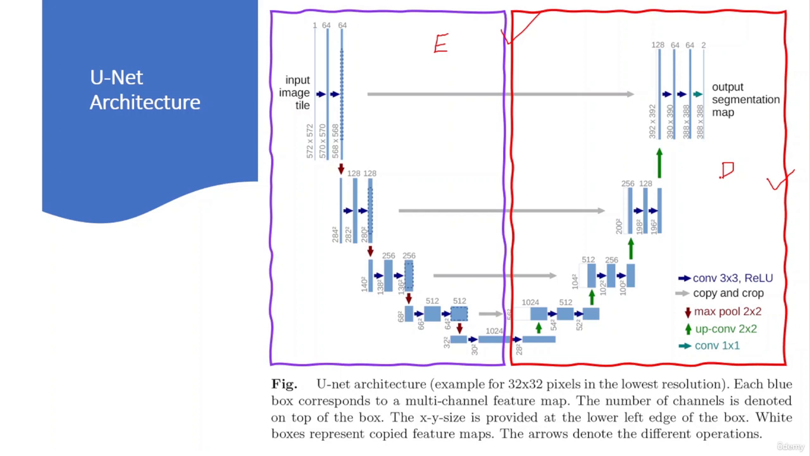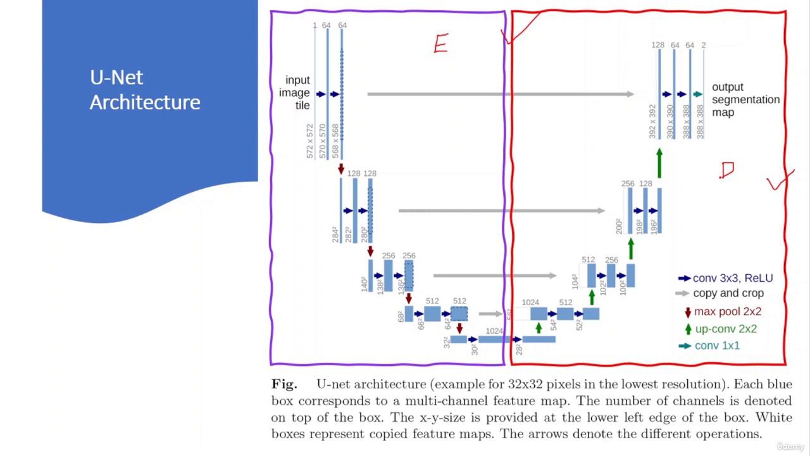Green arrow means up convolution with 2x2 filter. So on the right side of the network, that is the expansive path, you can see the green arrow, so it means up convolution operation is applied over here. And the last arrow is convolution with 1x1 filter. So in the architecture, before the output segmentation map, you can see this arrow, so it means 1x1 convolution operation is performed over here.